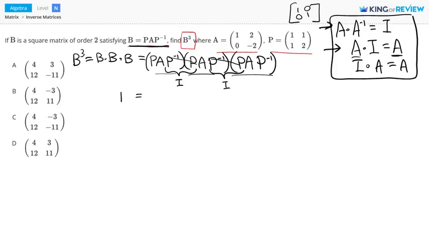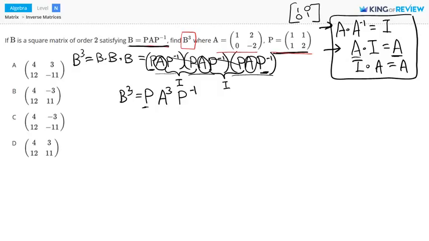Well, we have B cubed. That's equal to, well, we have a P here, so P. And how many A's do we have? We have 1, 2, 3 A's, so that's A cubed. And then we have this P inverse on the end. So B cubed is equal to P times A cubed times P inverse. So now what we need to do is figure out what A cubed and P inverse are. We already know what P is. That was given to us here.